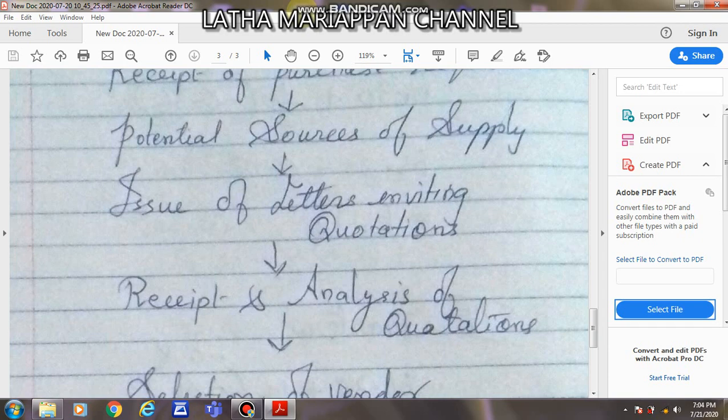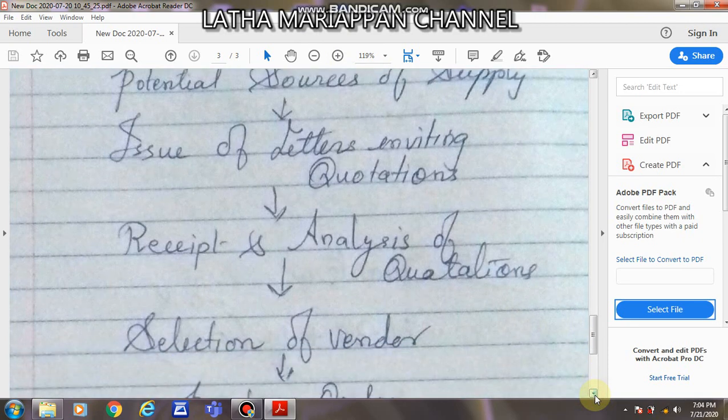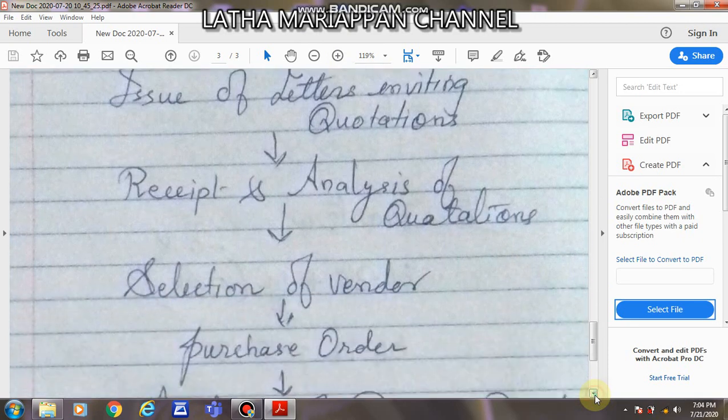So what are their terms and conditions, guarantees, and warranties? Everything you have to put in one comparative statement, and then you have to start analyzing it. This comes under your fourth step. Once you receive the quotation, you have to analyze it against the other competitors, the other suppliers.